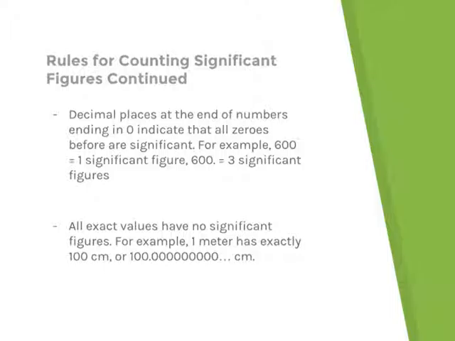So for example, a meter, right? This is a known value. We know a meter is exactly 100 centimeters, right? So we can put as many zeros after the 100 as we want, but it'll still be exactly 100 centimeters. So the sig figs doesn't really matter in this one. These conversions have no significant figures because they have infinite significant figures.